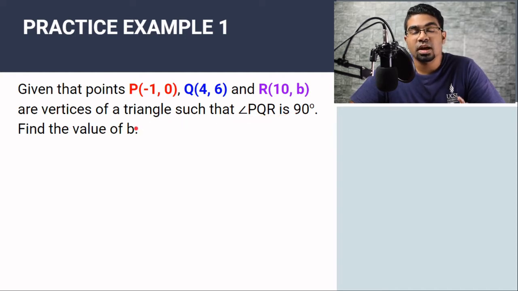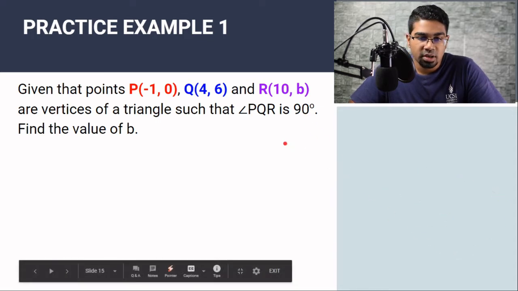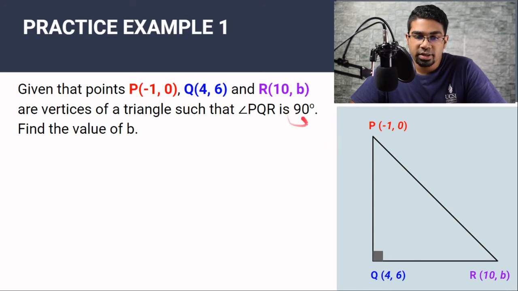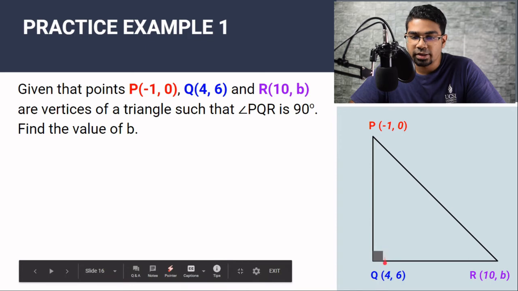So it's always helpful to sketch. So when we sketch this, we don't have to sketch the location accurately. We don't have to sketch it on the y-axis and x-axis. We can just give a rough sketch. Now we know that it's a right angle triangle. And the right angle is at PQR. So PQR is the right angle here.